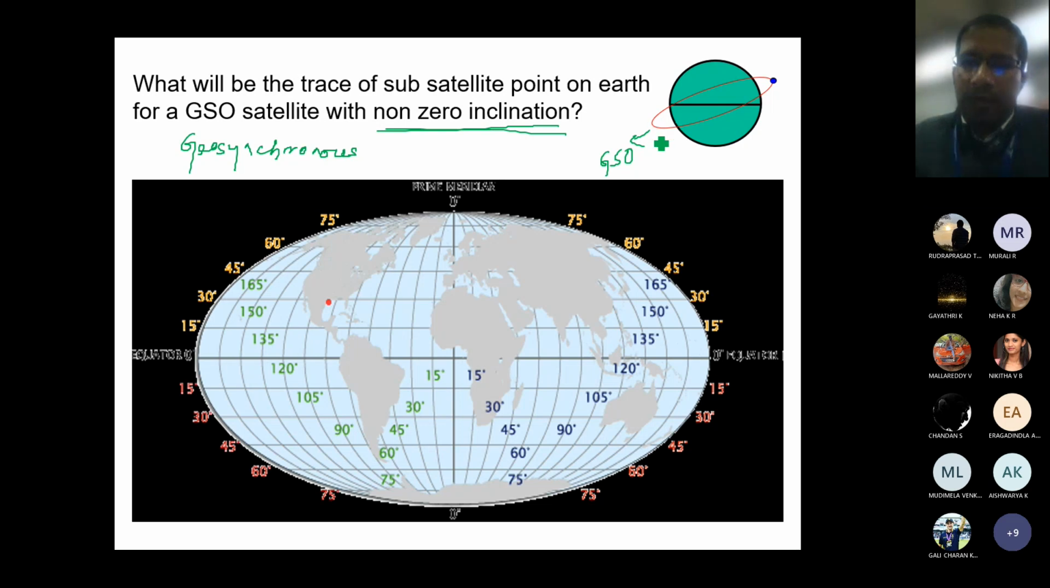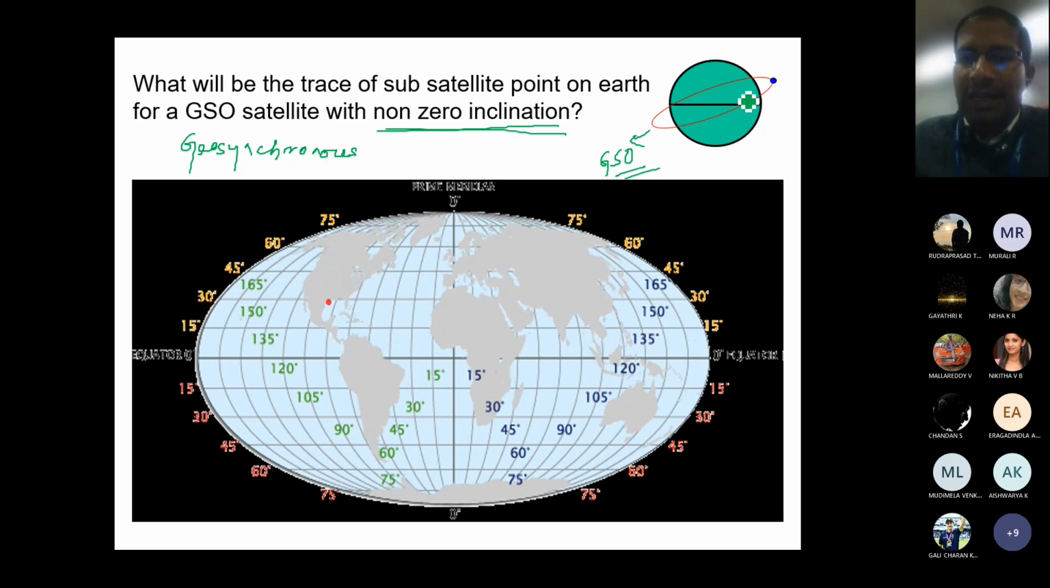Correct. So one property of geosynchronous satellites is that they move at a velocity equal to the velocity at which the Earth rotates around itself. So the velocity of the Earth is the same as the velocity of the geosynchronous satellite. That means the sub-satellite point and the satellite both will remain the same, so both will face each other.